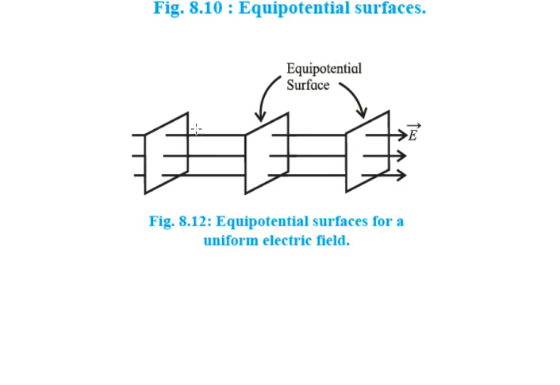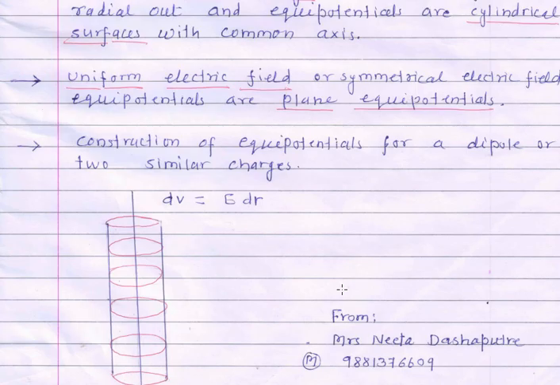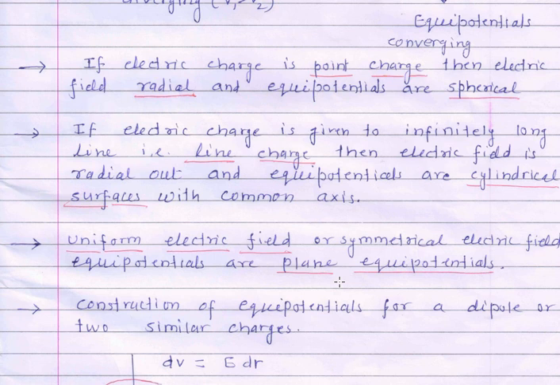Now, what are the equipotentials? They are perpendicular to the electric field. So this is the surface which is perpendicular to these lines. We call this surface an equipotential surface or equipotential plane. So here, here, here, all are equipotential surfaces in a uniform, symmetrical electric field. So for a uniform or symmetrical electric field, equipotentials are planes. We are getting a plane.